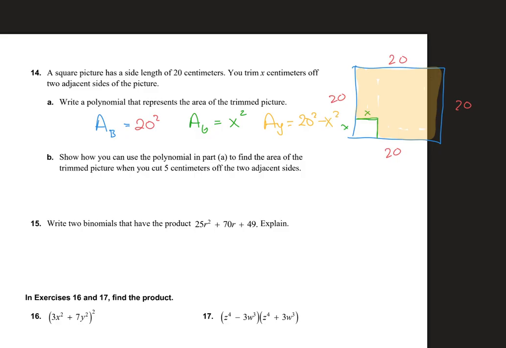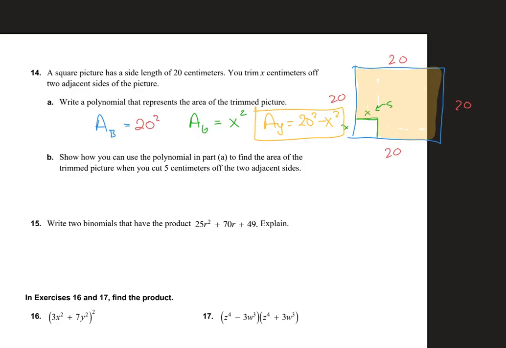So have we done it? Write a polynomial that represents the area of the trimmed picture? I think so, yeah. So there it is. That's a polynomial. Now show how you can use the polynomial to find the area of the trimmed picture of the yellow when you cut 5 centimeters. So now they're just saying, hey, listen, dude, it wasn't X, it was actually 5.